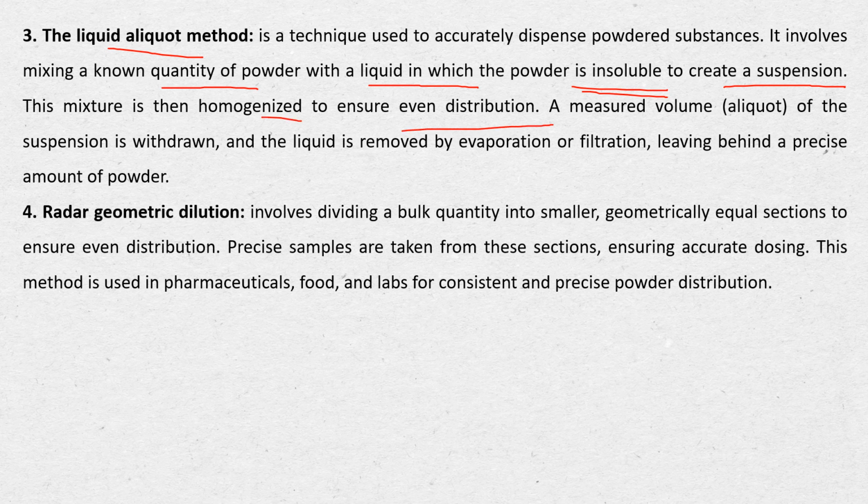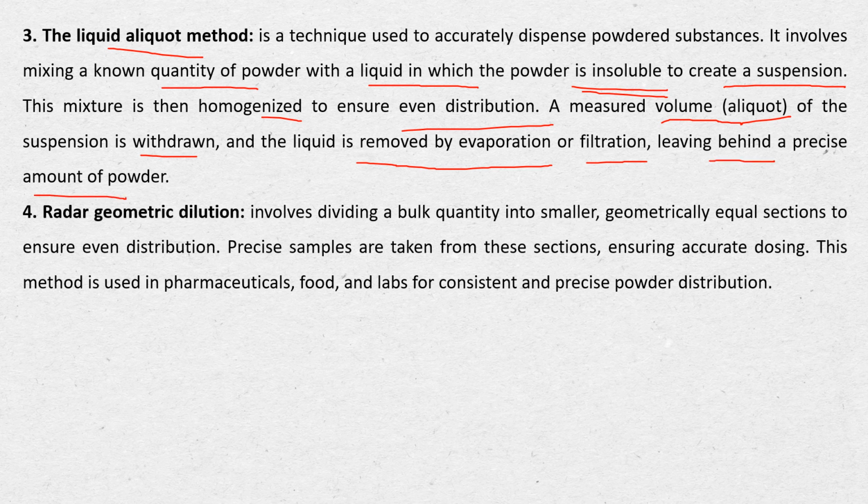A measured volume, that is aliquot. So what is an aliquot? It is a measured volume of the suspension which is withdrawn, and then the liquid is removed by the evaporation or filtration method, leaving behind a precise amount of powder.